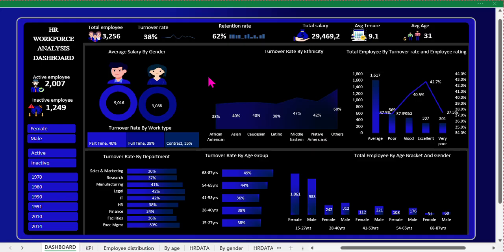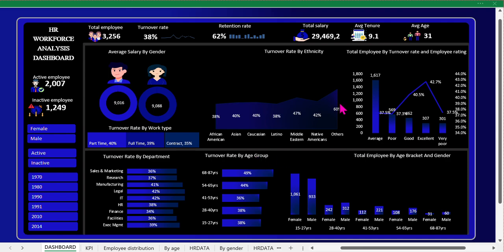Okay, today we are going to be looking at the HR workforce analysis dashboard. We're going to be exploring this dashboard and we are also going to see how we were able to achieve this dashboard in Excel. Okay, now this is a turnover rate dashboard. This is a turnover rate analysis or attrition analysis.